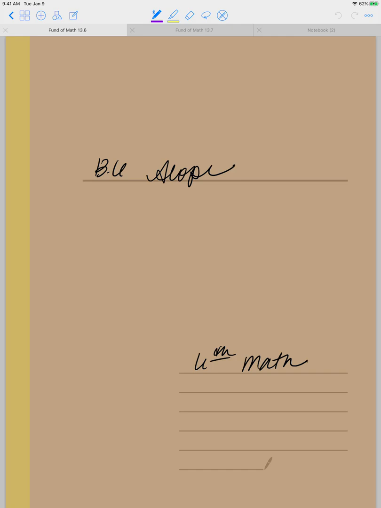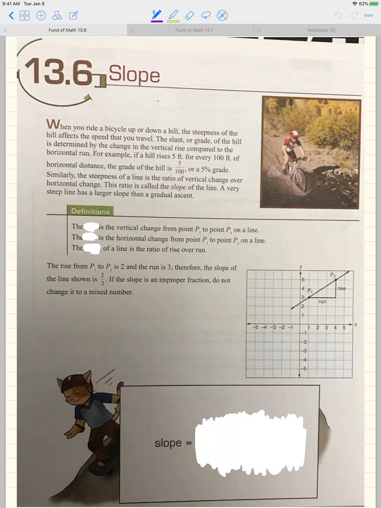All right, sixth grade. We are talking about slope today. When you ride a bike up or down a hill, the steepness of the hill affects the speed that you travel. Most of you probably prefer riding your bike down the hill, right, Hallie Joy, than up the hill. The slant or the grade of the hill is determined by the change in the vertical rise compared to the horizontal run.